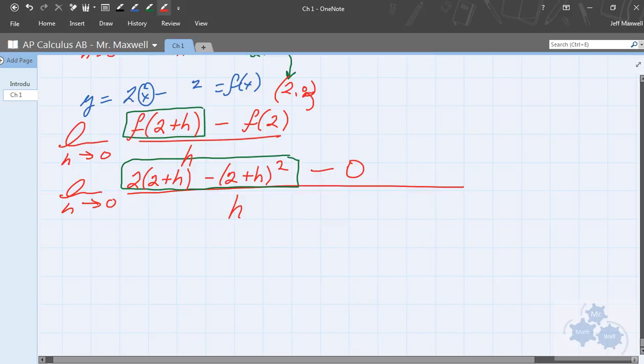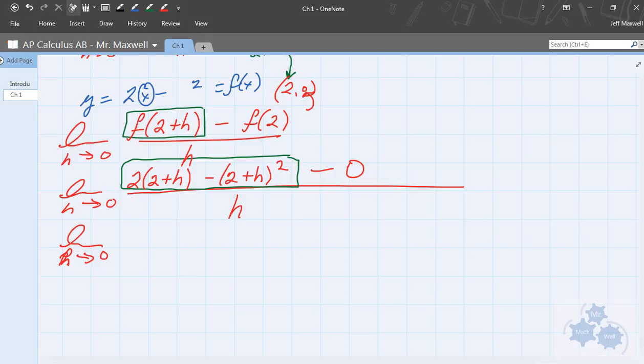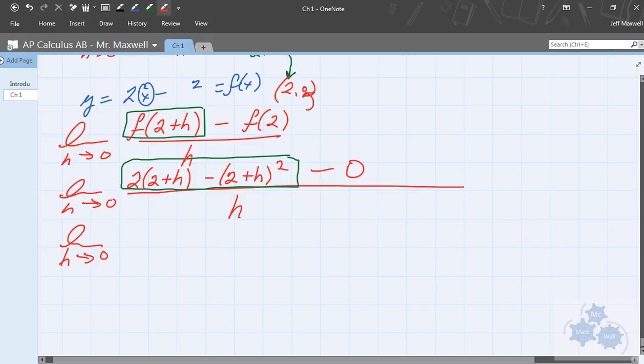Limit as h approaches 0. My h's are even getting messy. Will you quit whining just for one second? My goodness, I can't read your h. My life sucks. Okay, just get over it.